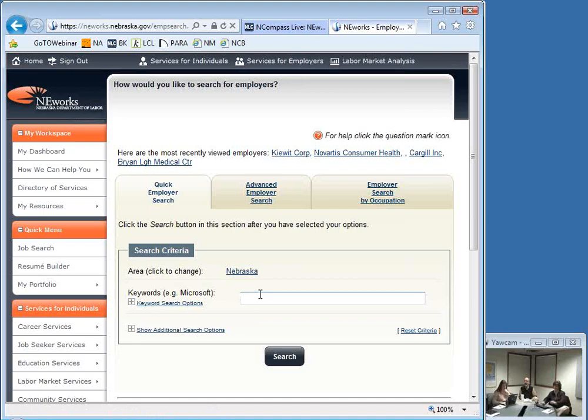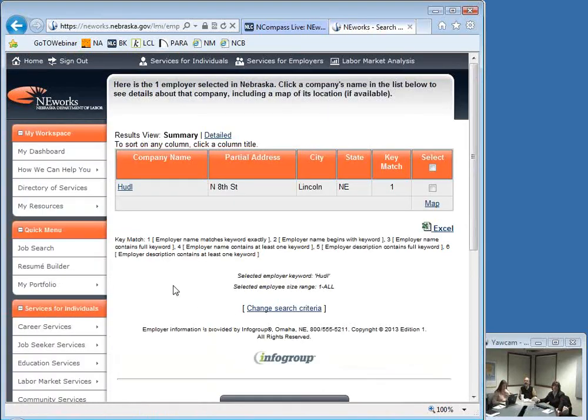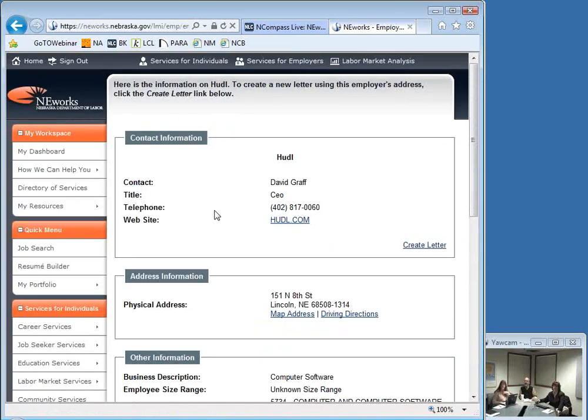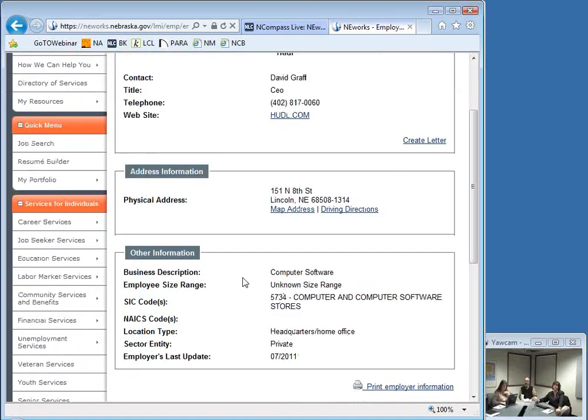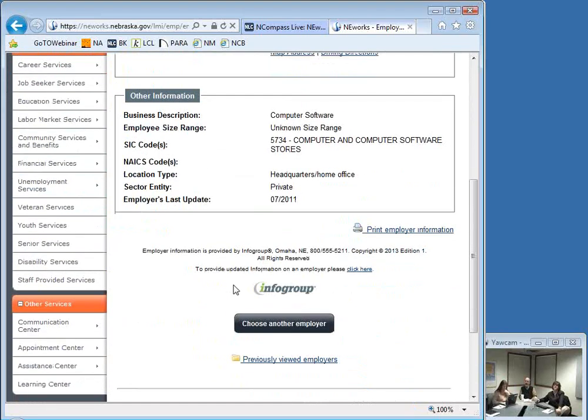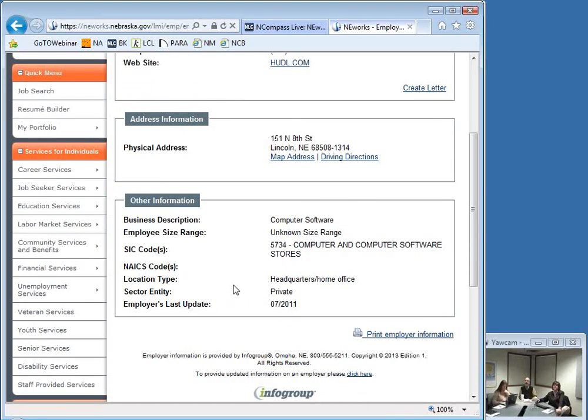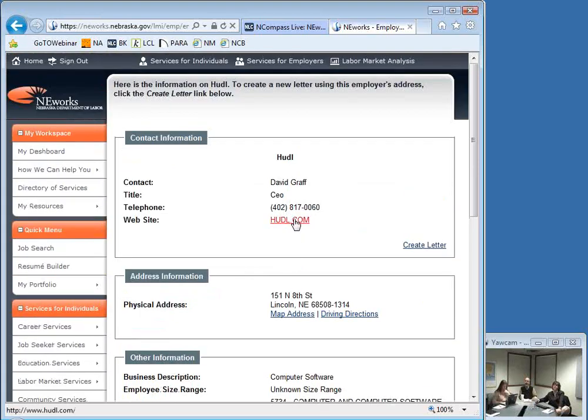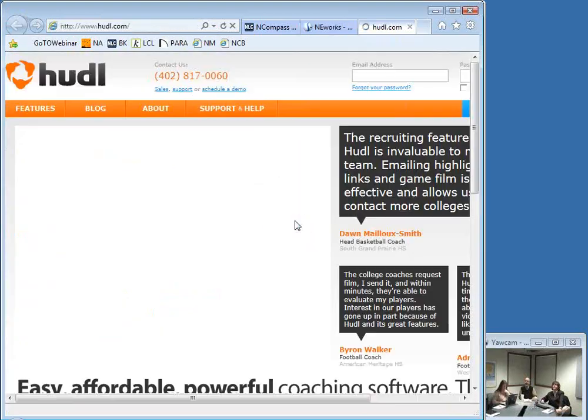So for example, let's research Huddle, since we saw them earlier. Click the search button. I see that they're North 8th Street in Lincoln. And here's the information. So I can see who the CEO is. The business description is computer software. And it's a very brief amount of information, but look what they have for me. A link to their website.